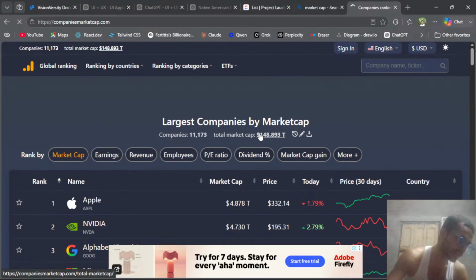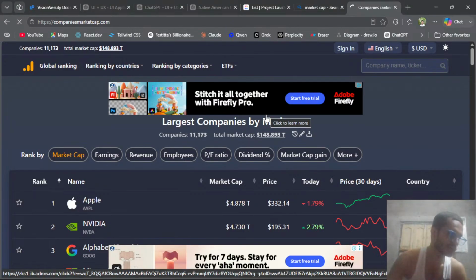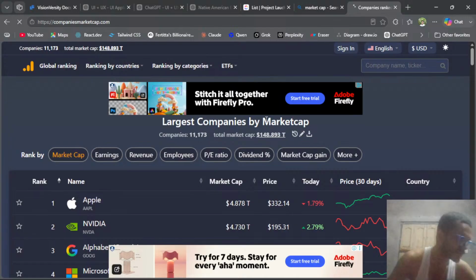So the market cap is $148 trillion. It's not GDP. It's a valuation of total companies. Our GDP is around, I think, 135 trillion dollars. GDP is totally different from company valuation.